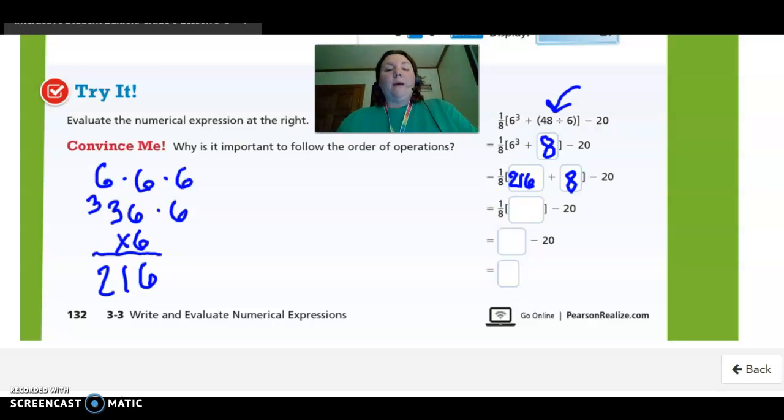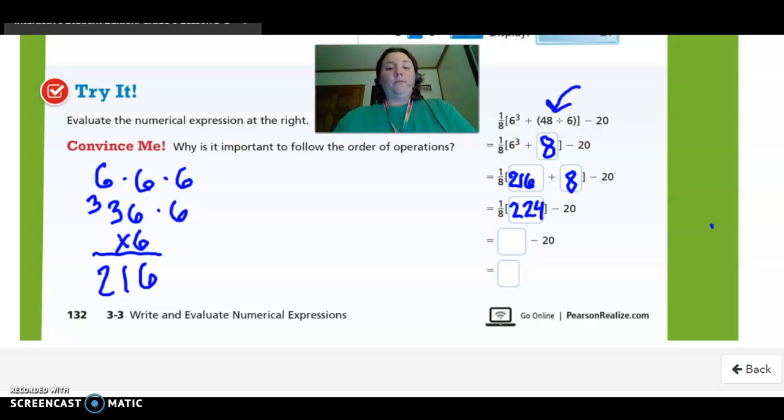Now we're going to go back and finish those parentheses. So we had to take a little bit of a detour. We said, well, I'm still in the parentheses, but I have to do that exponent before I can do any other operations. So 216 plus 8 is 224. Now we want to take 1/8 times 224.